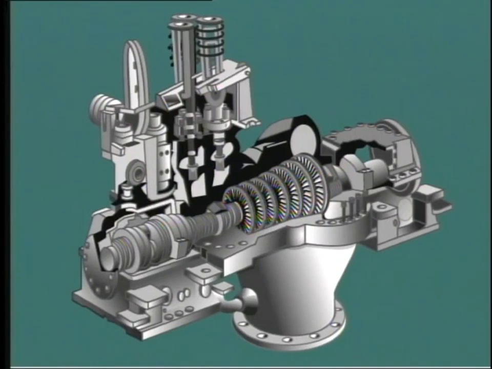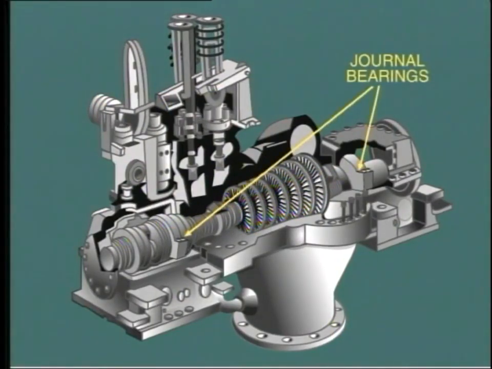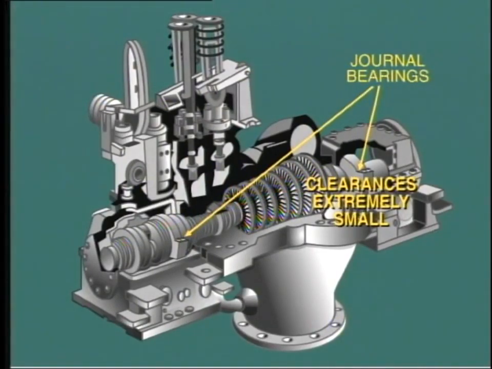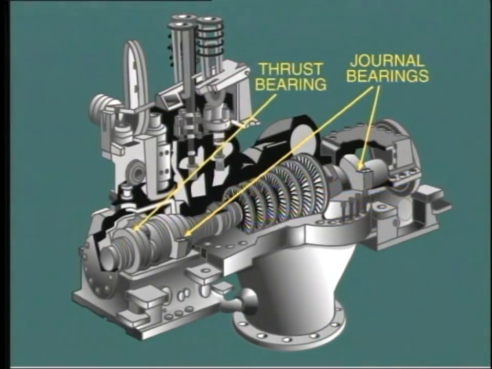The turbine rotor is supported on journal bearings which are located at each end of the cylinder. It is essential that these bearings retain their correct alignment, as the clearances between the rotating parts and the fixed parts of the machine are extremely small. A thrust bearing is located along with the journal bearing at the governor pedestal in order to locate the shaft and prevent movement in the axial direction.